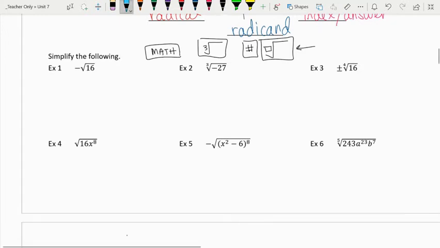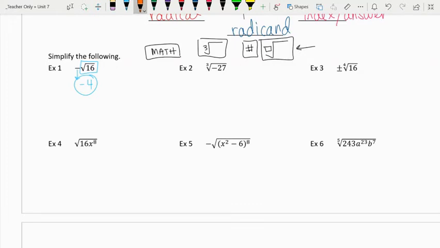So, number one, we have negative square root of 16. We always just focus on the square root first, or on the root. In this case, it's a square root, so this is just normal. We know the square root of 16 is 4. And then we have this little negative out in front, which means my answer is negative 4.